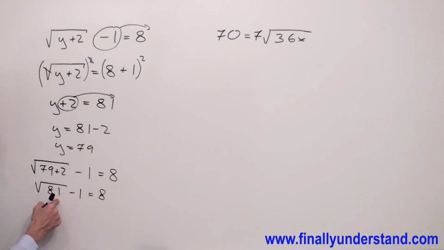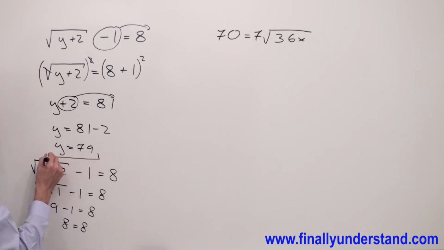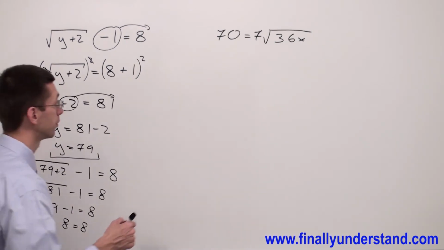Square root of 81 is equal to 9. Minus 1 has to be equal to 8. 9 minus 1 is equal to 8. 8 is equal to 8. The left side is equal to the right side. That's why y equals 79 is the solution to my problem. Let's take a look at another example.